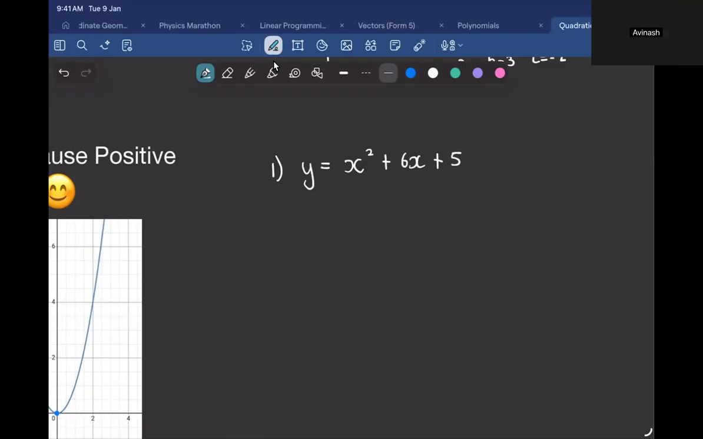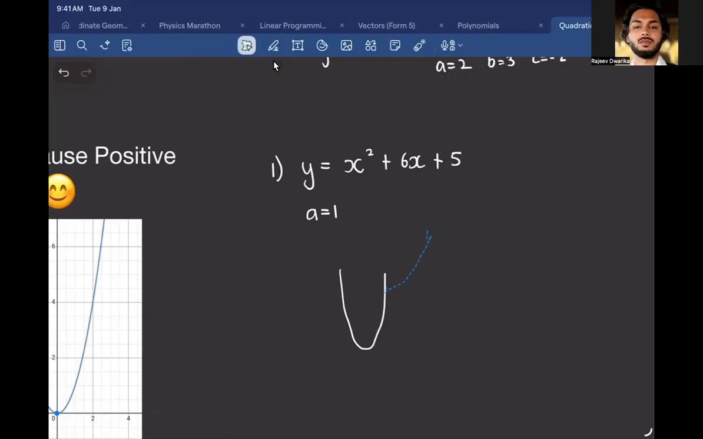Yes, sir. What would A be? One. This question, A would be 1. Is that positive or negative? Positive. So if you are positive, will you be smiling or frowning? Smiling. So the general shape for this quadratic would look like that. Understand? Yes, sir. That's the general shape of it. So keep that in mind.